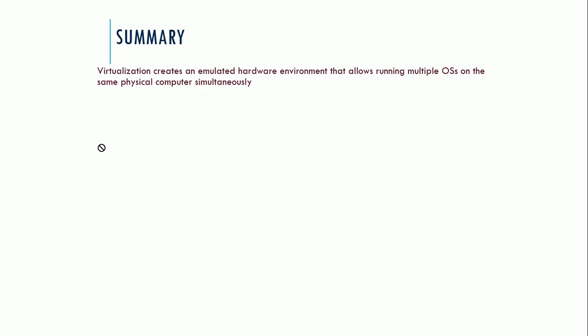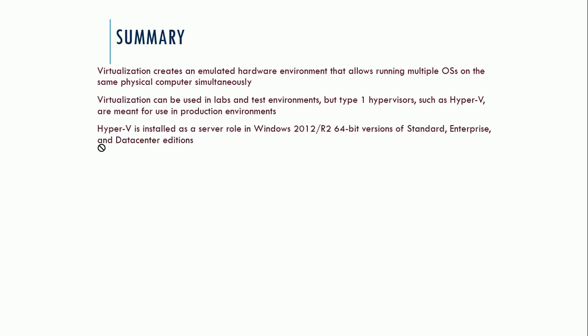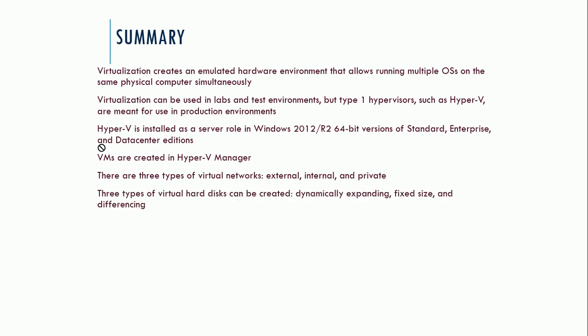All right, so we talked about virtualization and emulated hardware environment. We talked about using it for lab and test environments. Hyper-V is a Type 2 hypervisor. So we talked about that. We talked about Hyper-V installed as a server role in 2013 in Standard and Datacenter editions. We talked about the licensing with Standard and Datacenter, how you can run one with Standard, but you can have many virtual machines with Datacenter edition. We talked about using Hyper-V Manager to create your VMs.